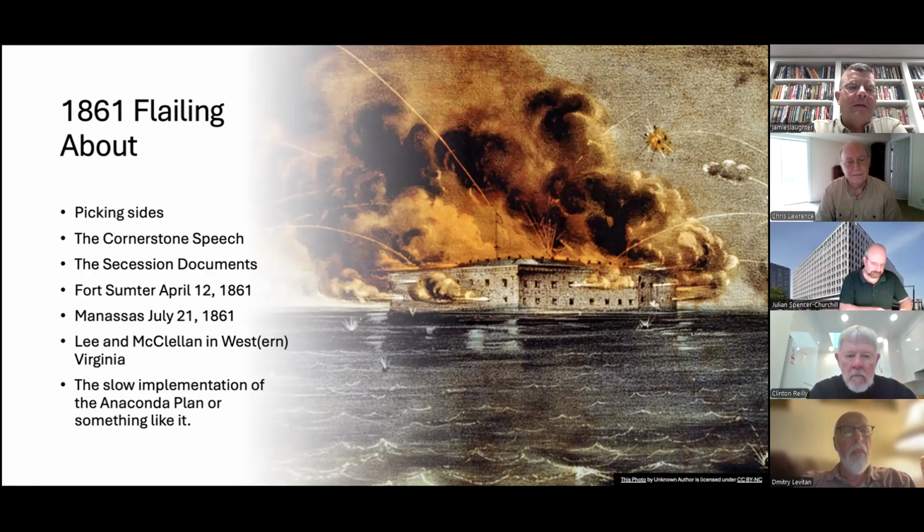But if you want to really understand it, if you have any doubt, I always tell people this: if you have any doubt about the cause of the Civil War and why people were fighting it, read the Cornerstone Speech and the secession documents from 1861. It's crystal clear at this point that the South is seceding to preserve the institution of slavery, and that's really what this is coming down to.